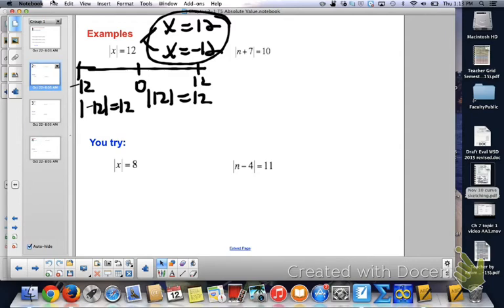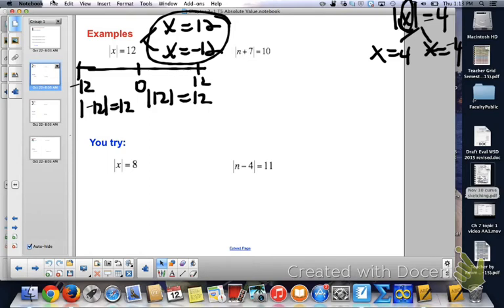Okay? The reason being, again, let me go back to this. If you have the absolute value of x equals 4, what we talked about was what's inside here could equal 4, or that could also equal negative 4, okay? Because the absolute value of 4 is 4. The absolute value of negative 4 is also 4.